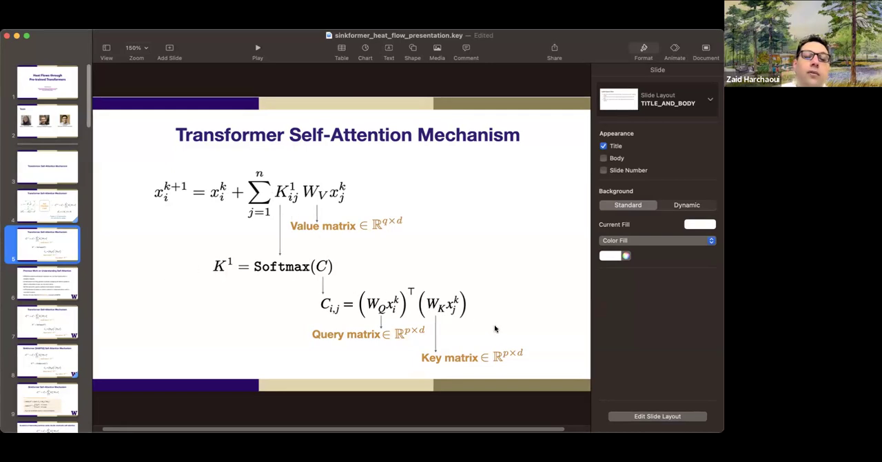Large transformers are compositions of a large number of such operations. So we can see transformers as compositions of many self-attentions with many WQs and WKs. And so the question is, what is this operation performing? And if we iterate this kind of operation, what is the effect of that on the initial set of particles? This is the subject of this talk.